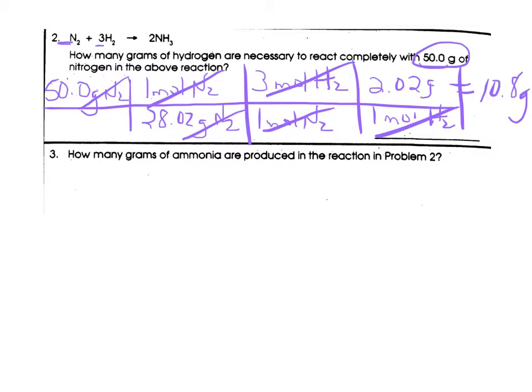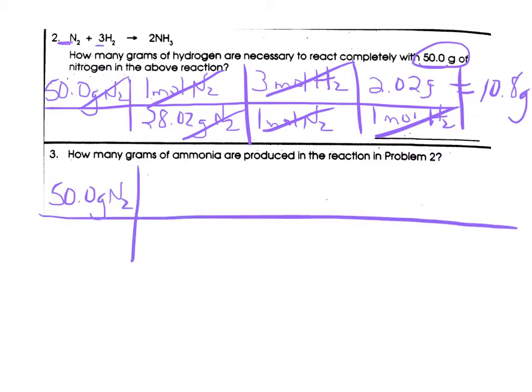Okay. All right, question number 3 asks how many grams of ammonia are produced in the reaction in problem 2. So again, I'm going to start with what's given in part 1. So this time I'm just going to calculate grams of ammonia, which is NH3, instead of grams of hydrogen. Okay. So first part's going to be the same. I'm going to have 1 mole of N2 to 28.02 grams of N2.